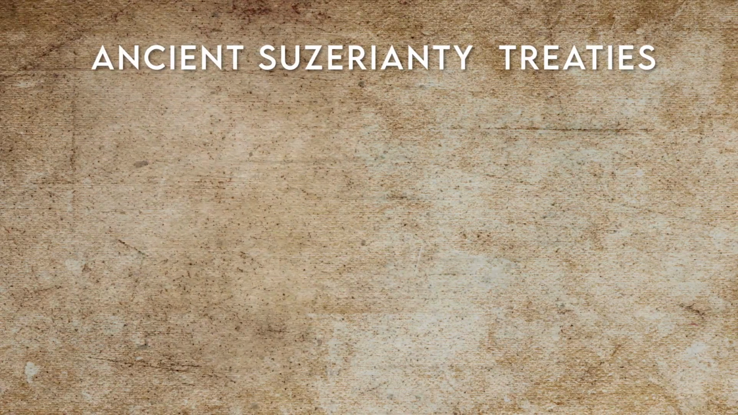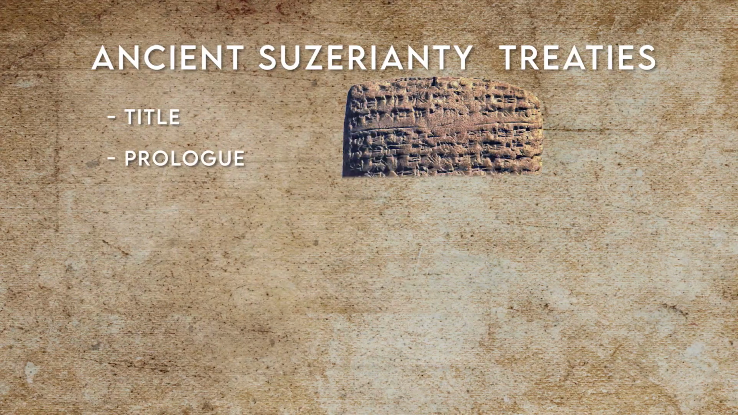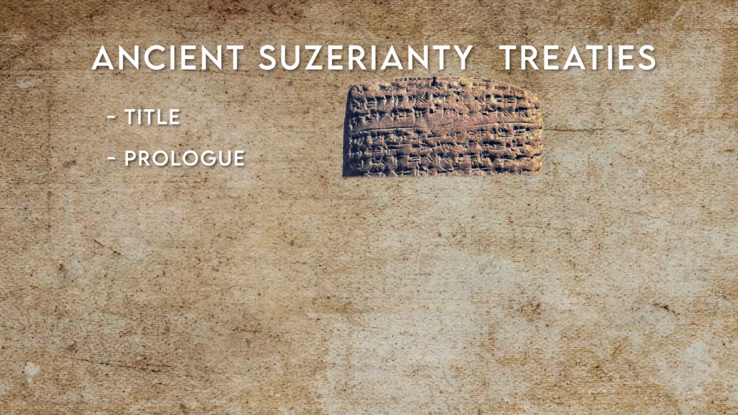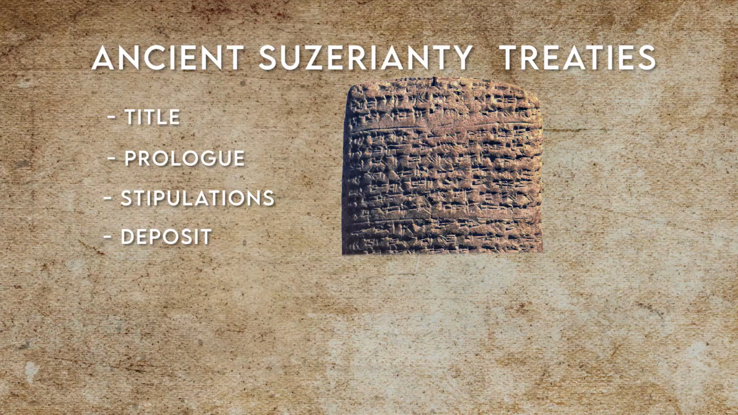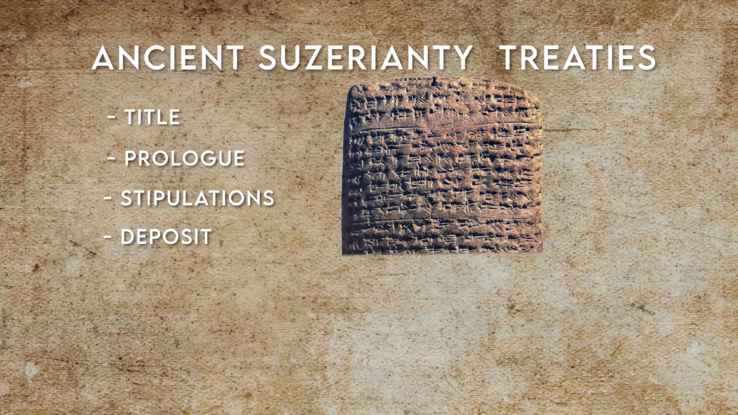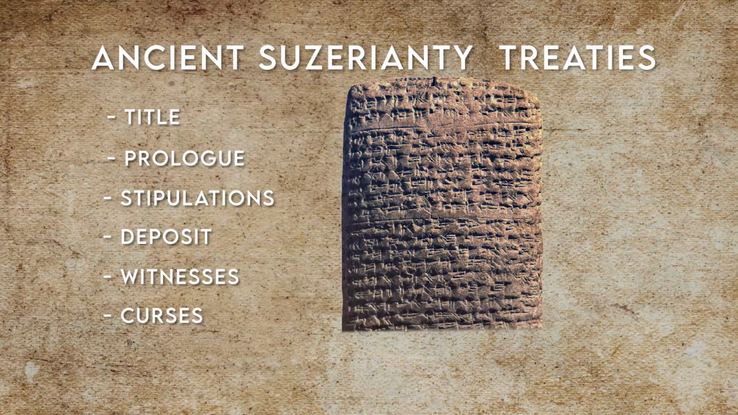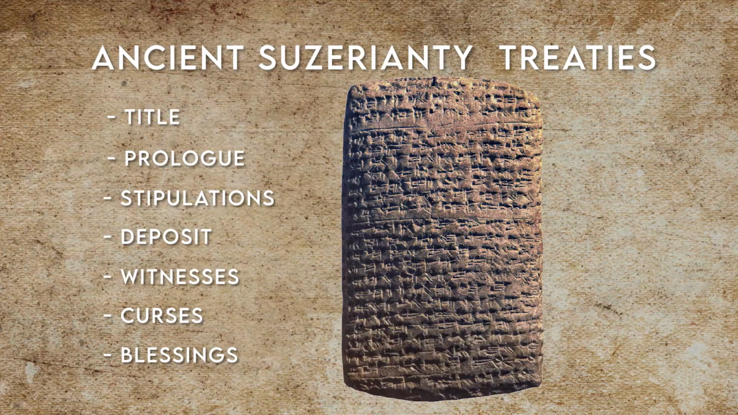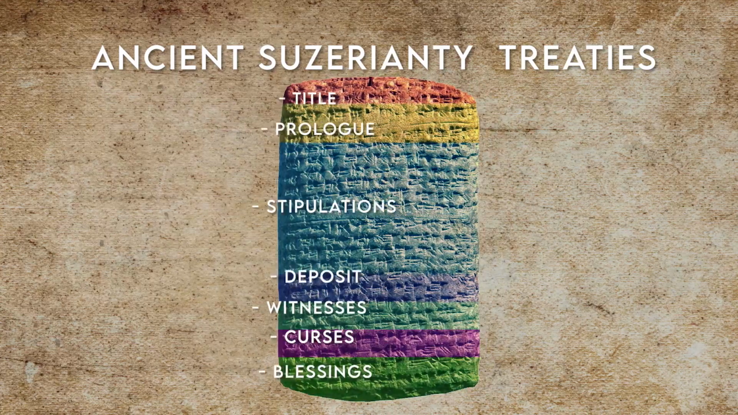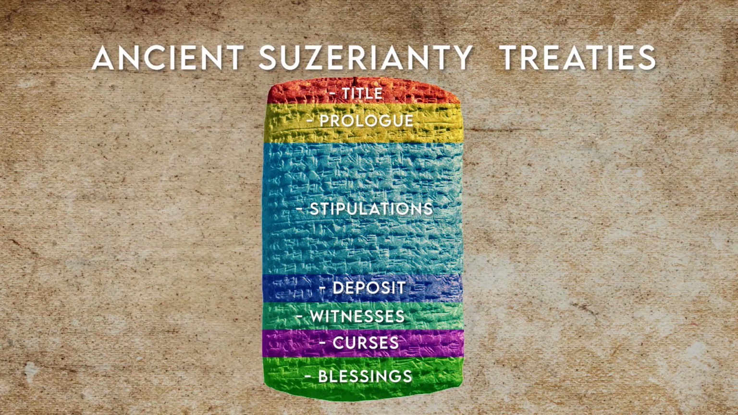The treaties typically include formal elements like title, prologue that describes the relationship between the 2 parties of the treaty, stipulations that laid down the specific provisions and requirements, deposit, specifying where the copies of the treaties were to be kept, witnesses, typically gods, forces of nature, or perhaps a monument, curses for violating the agreement, and finally, blessings for adhering to the treaty's terms. We can get a better understanding of the treaty structure by making a bar graph like this that shows the relative size and sequence of the treaty's various elements.